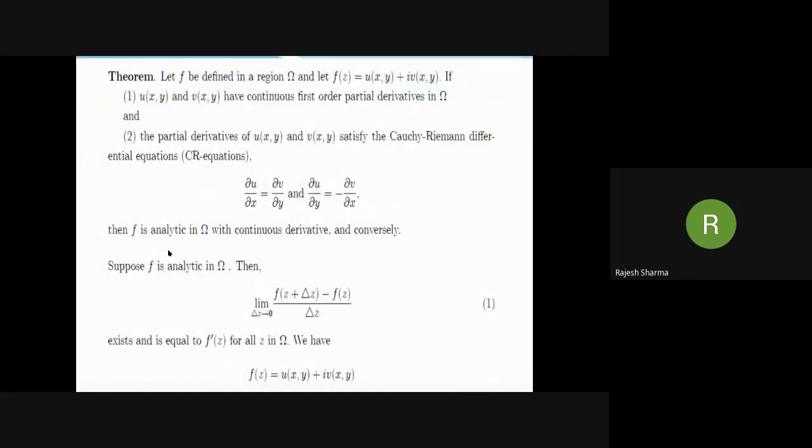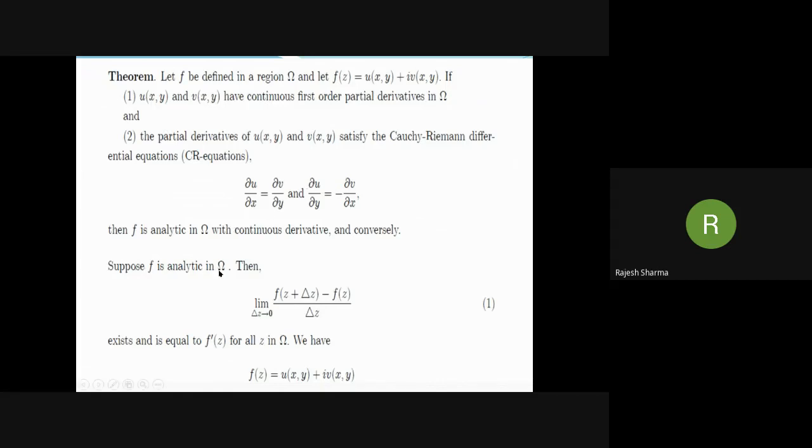be analytic. The theorem says that if the real and imaginary parts u and v of a function f have continuous first order partial derivatives and they satisfy Cauchy-Riemann differential equations ∂u/∂x is equal to ∂v/∂y and ∂u/∂y is equal to minus ∂v/∂x, then f is analytic. We now discuss here some mathematical results around these CR equations.